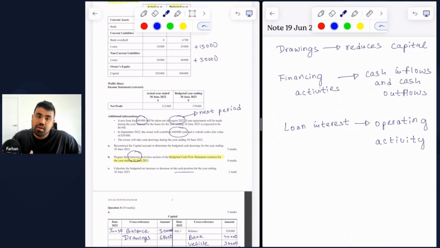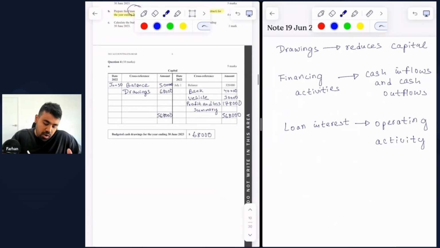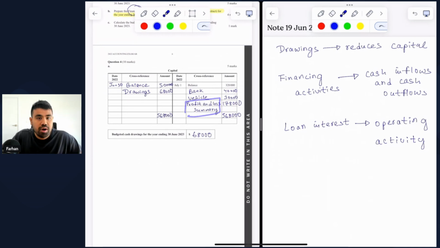And because the capital is increasing, we are showing it on the credit side of the capital account, profit and loss summary of $178,000. Now you might wonder, why don't we write net profit instead of profit and loss summary?